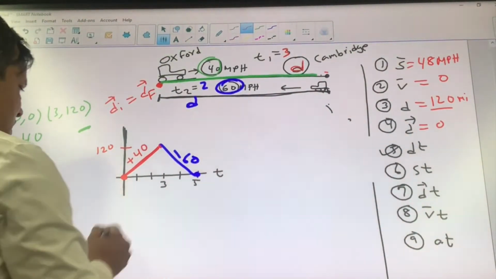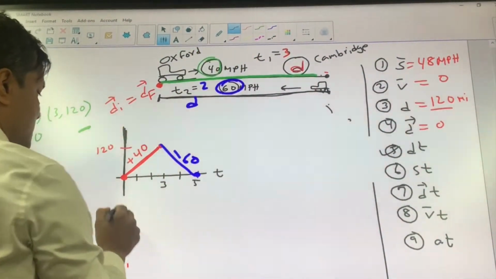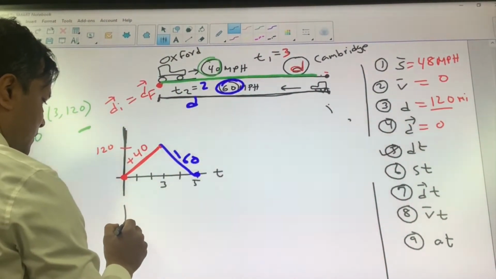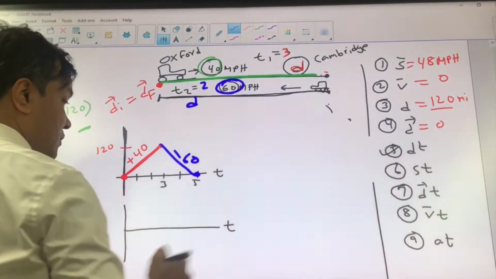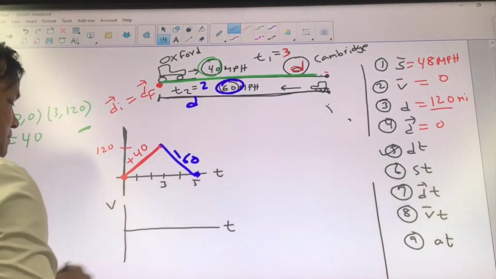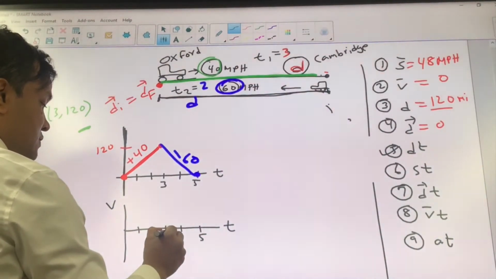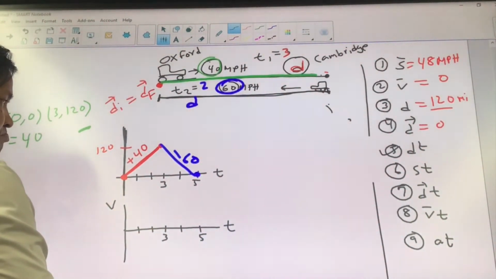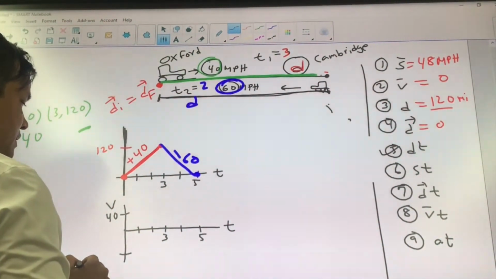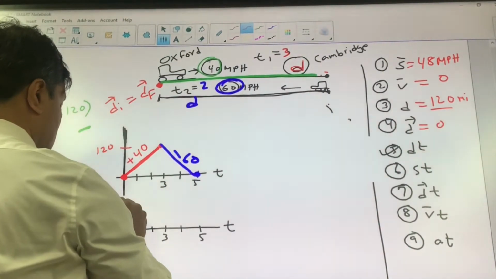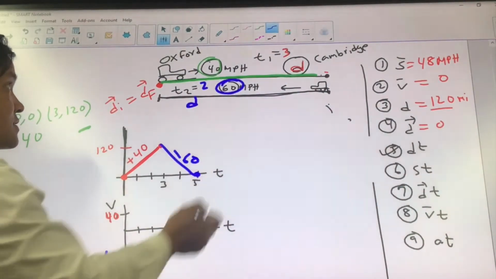Now since I have this space, I'm going to use it for velocity versus time. Why not? For the velocity versus time graph, probably I need to use it. I still don't know. We'll figure that out. So this is velocity. 1, 2, 3, 4, 5. This is 5. This is 3. Now this is 40, and this is negative 60.